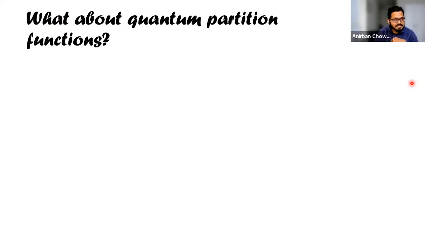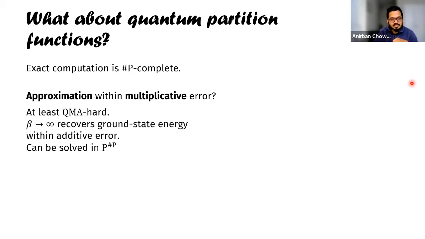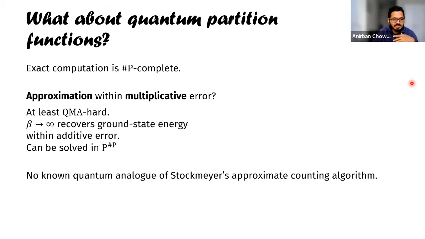In the quantum case, this understanding is somewhat lacking. We know that exactly computing the quantum partition function is still sharp P complete. But if we ask for an approximation with a multiplicative error, all we know is the following. We know it's QMA hard because in certain limits, this can recover the ground state energy of quantum systems. And we know that it can be solved in polynomial time if you have access to a sharp P oracle. So this leaves a wide room in between, and we don't know where exactly the complexity of the quantum partition function fits in. This is because we have no known quantum analog of Stockmeyer's approximate counting algorithm.